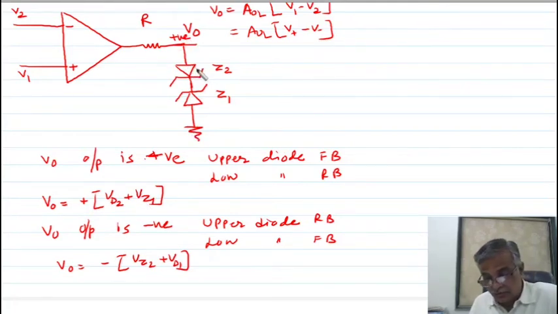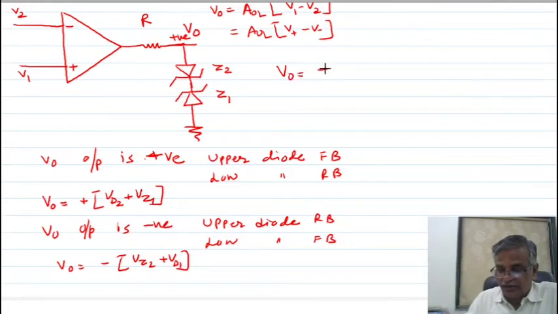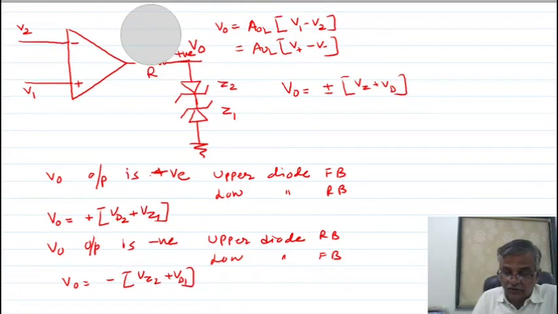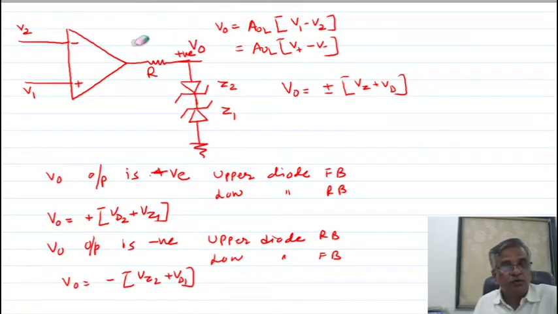When the output is negative, then this diode is in forward bias and this one is in breakdown. So this is in forward bias, so I am writing VD1. This is in breakdown, I am writing VZ2. So in short, I can write my output is plus or minus, VZ plus VD. In this way, you can make the output independent of power supply voltage. The value of R is selected in such a way that it provides the necessary value of current to the Zener diode.